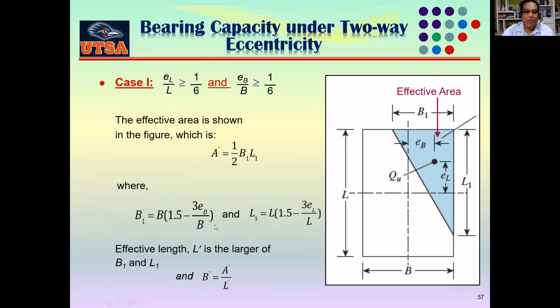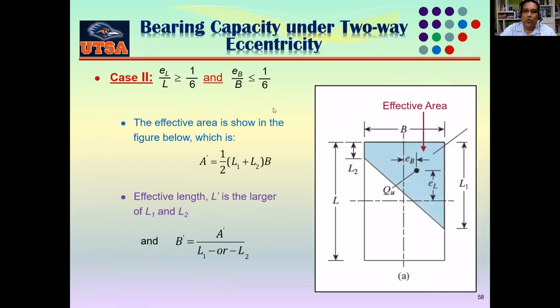Okay, if you can calculate that value here, then effective length would be the larger of the two, L prime and B prime. If you get the larger one as your L prime, then your B prime would be the effective area divided by L prime. So you'll get your effective width. Okay, so both of them are greater than 1/6. This is case number 1.